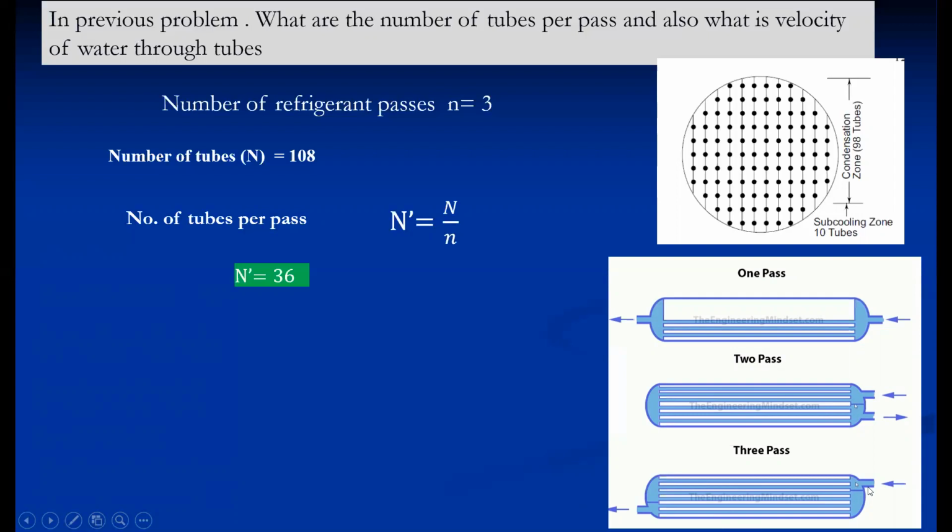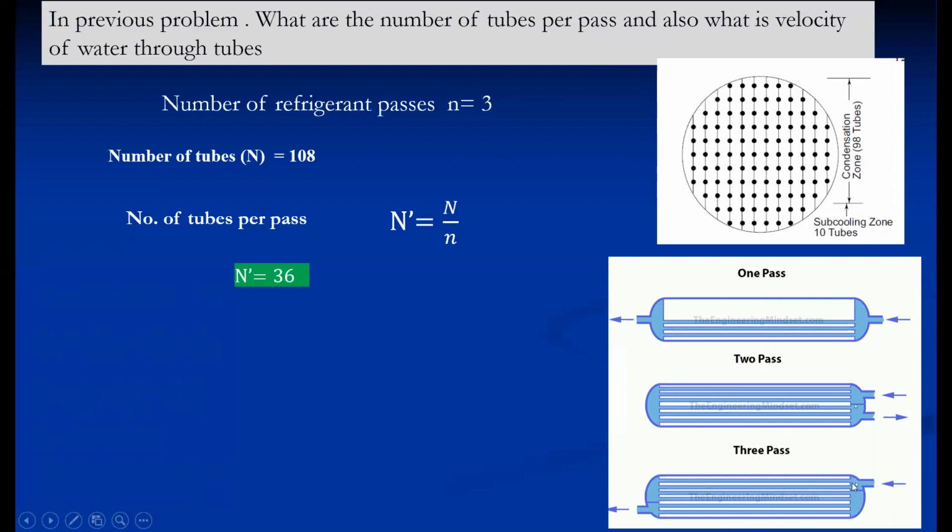Third pass, so in every pass now, as per there are 36 tubes. So 36 tubes here, 36 tubes for this section, and 36 tubes for the remaining section. So we are considering this. Now we have to calculate the velocity of water through the tubes. Through the tubes, water is flowing, and in the shell, there is a refrigerant.